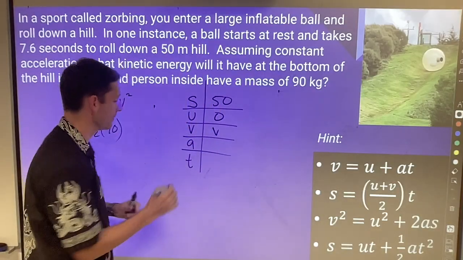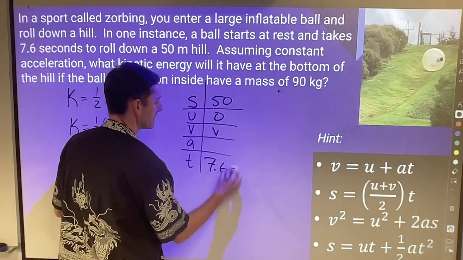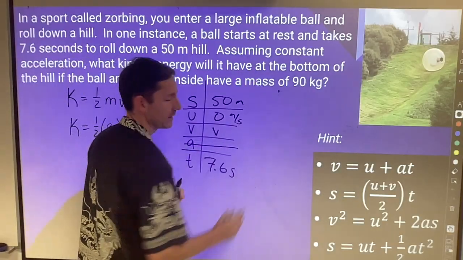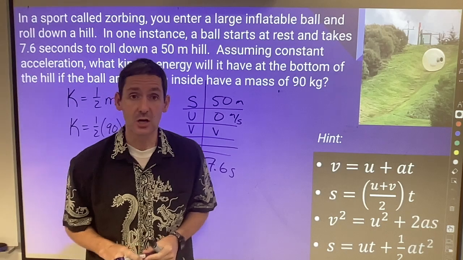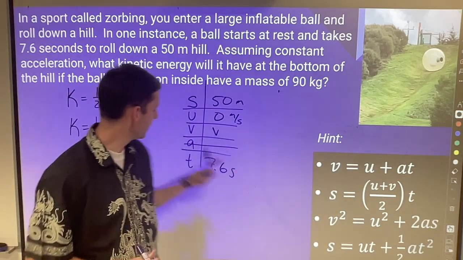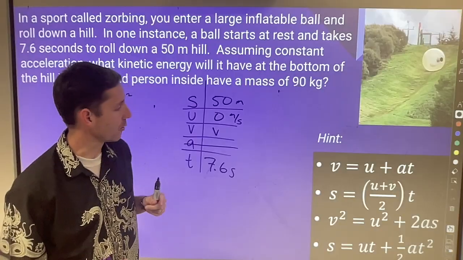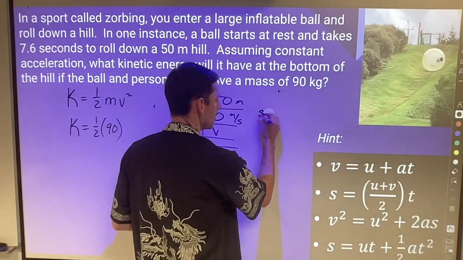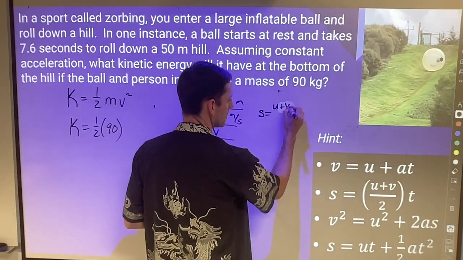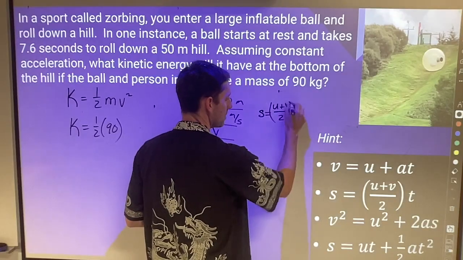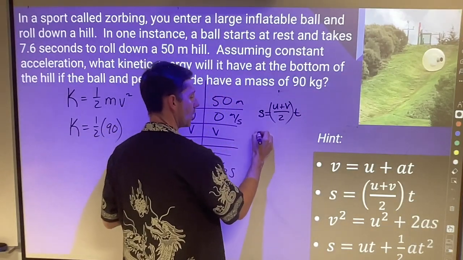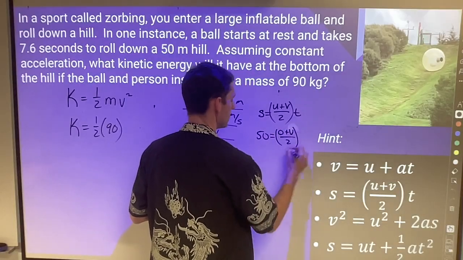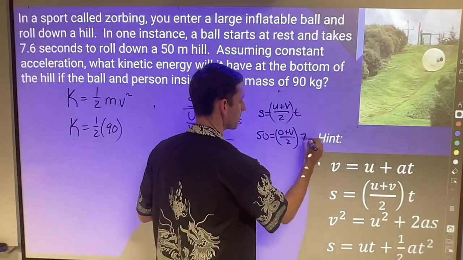But they do give me the time. The time is 7.6 seconds. So that was meters per second, this was meters. Okay, and I don't have the acceleration, and I'm not looking for the acceleration. So what I'm going to do is find the equation that does not have acceleration in it. That is this one right here. So I'm going to go S equals U plus V over 2, T. And so now I can put the numbers in. I can go 50 equals 0 plus V over 2 times the time, which was 7.6.